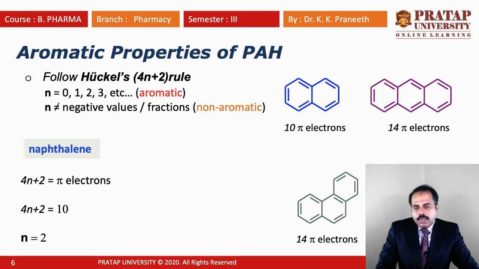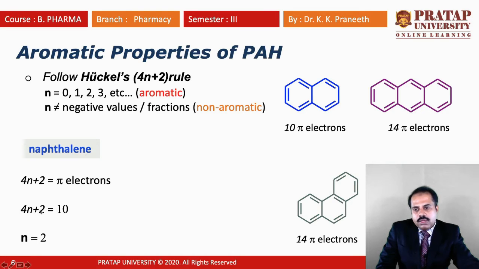plus 2 rule. The 4n plus 2 rule means it should contain 4n plus 2 pi electrons, or 4n plus 2 equal to pi electrons. This is the first equation we can write, and then we can solve for the pi electrons. So 4n plus 2 equals 10 pi electrons in the case of naphthalene. This is naphthalene, 10 pi electrons.